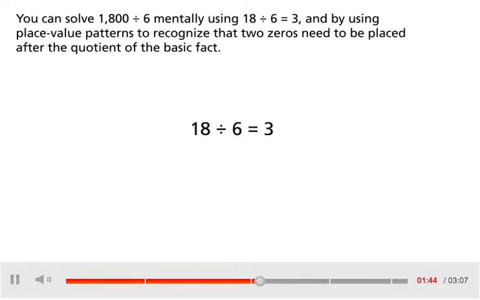You can solve 1,800 divided by 6 mentally using 18 divided by 6 equals 3, and by using place value patterns to recognize that 2 zeros need to be placed after the quotient of the basic fact.